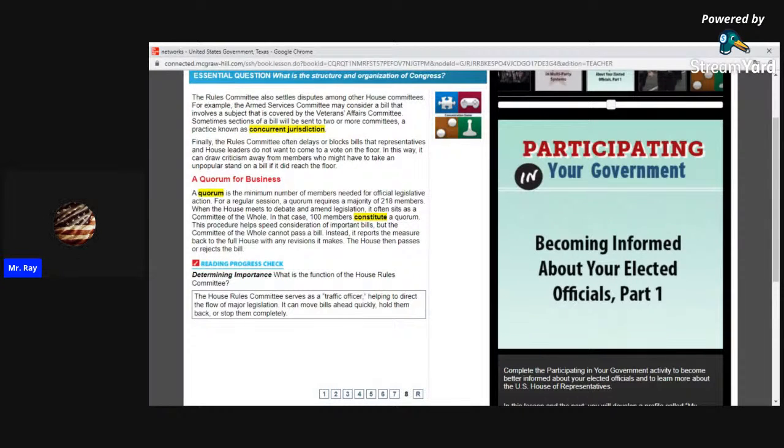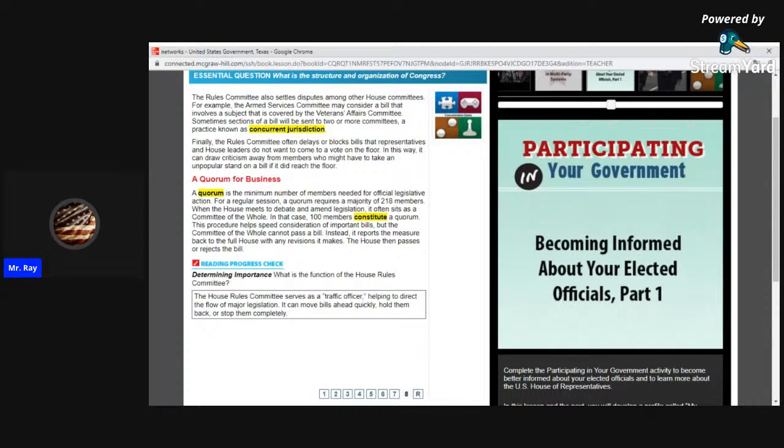And it can also delay or block bills. Okay, so if they don't think that a bill is worth it, they have ways to delay or block this bill from getting to the floor. When we say the floor, that's where everybody is. Okay, literally the floor. It's where you actually go in the chamber.